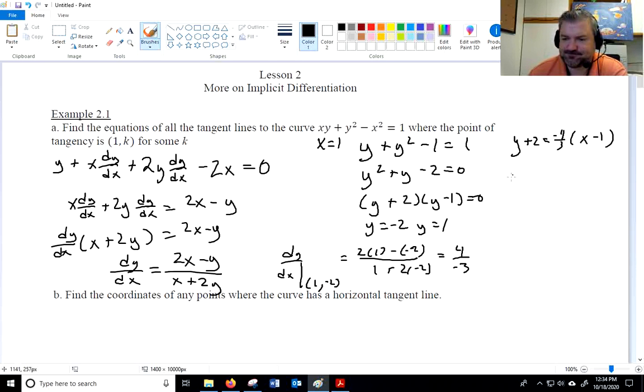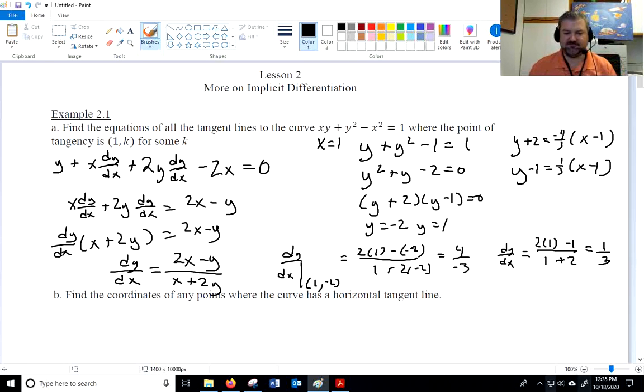All right, let's try the next one. We need to do dy dx when x equals 1 and y is equal to 1. So we have 2 times 1 minus 1, over 1 plus 2. So that would be 2 minus 1 over 3, which is 1/3. So this equation would be y minus 1 equals 1/3 times (x minus 1).